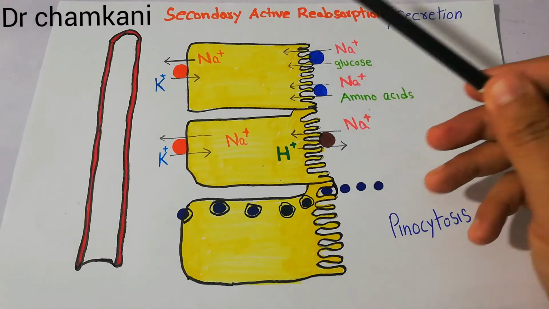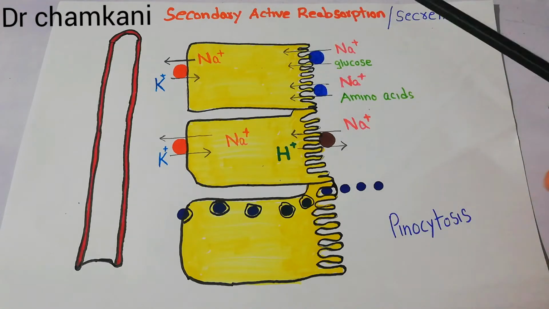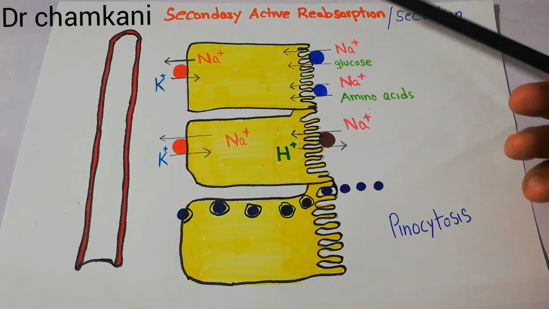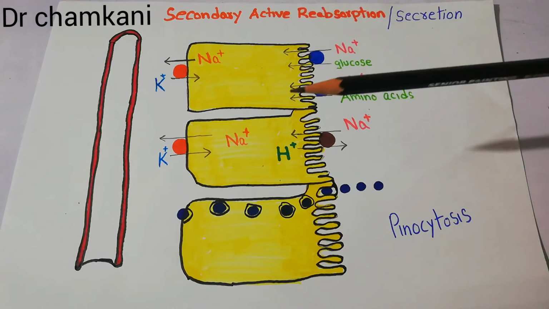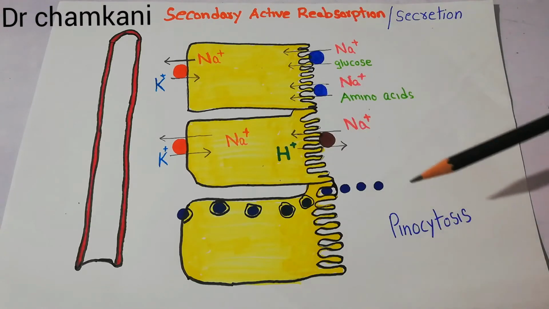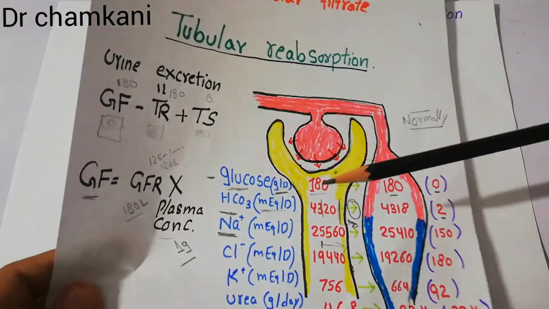We discussed different types of active reabsorption. We talked about the primary active reabsorption and we talked about secondary active reabsorption. We also talked about secondary active secretion. All of those processes basically were part of tubular reabsorption and secretion. Now pinocytosis is also a part of tubular reabsorption, and it is also an active process.